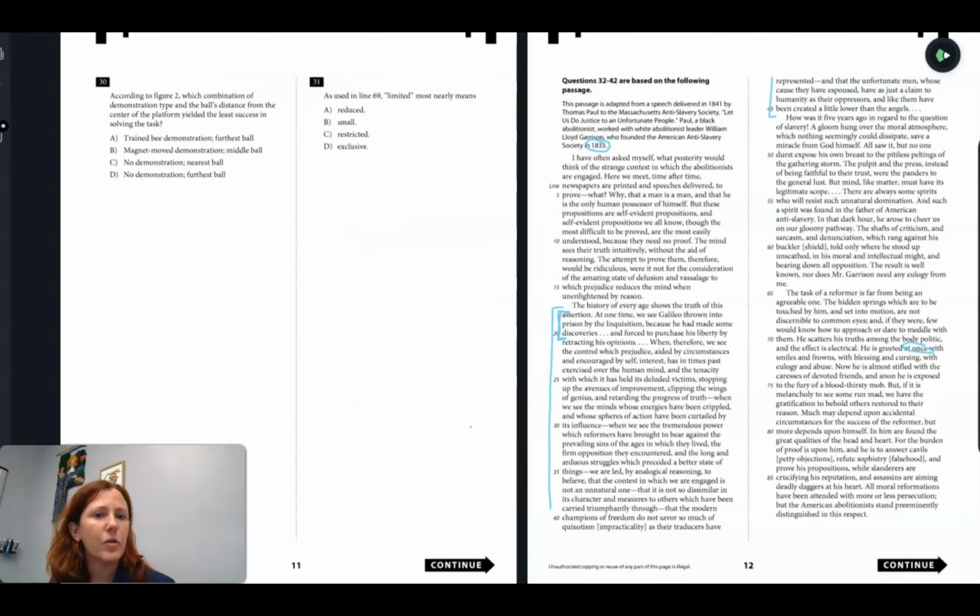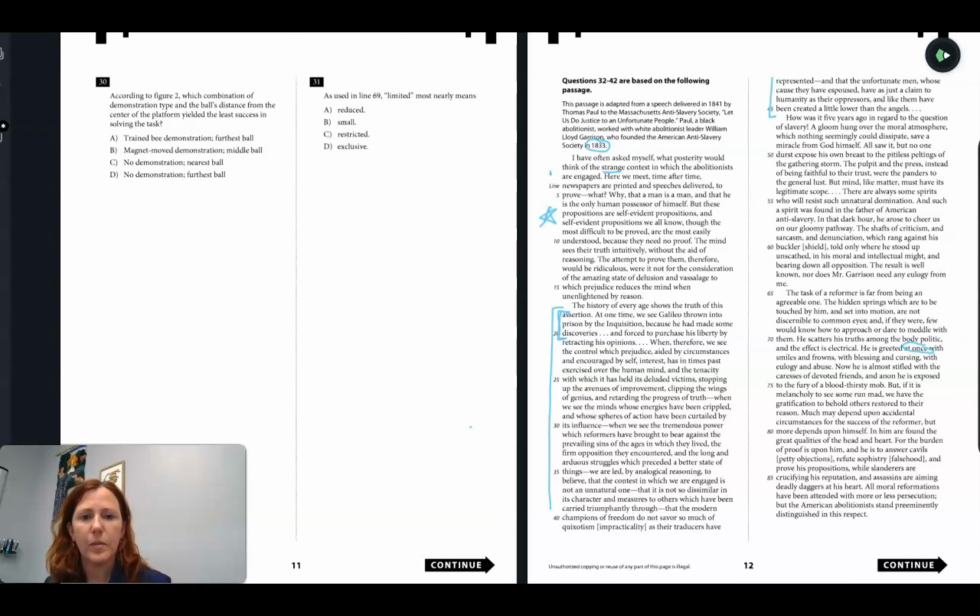I've often asked myself what prosperity or the future would think of the strange contest in which the abolitionists are engaged. So here we see it being strange, but why? Here we meet time after time, newspapers are printed and speeches delivered to prove what? That a man is a man and that he is the only human possessor of himself. But these propositions are self-evident. And self-evident propositions, we all know, though most difficult to be proved, are the most easily understood because they need no proof. The mind sees their truth intuitively, without the aid of reasoning.